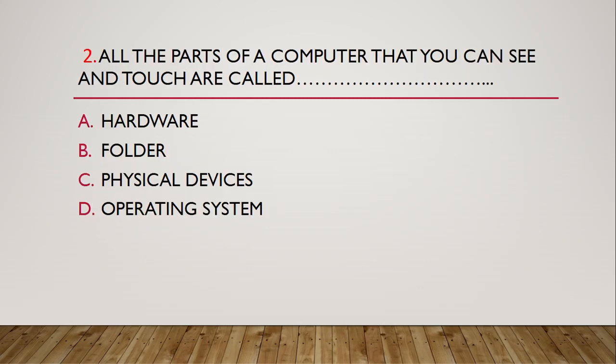Number two question reads: all the parts of a computer that you can see and touch are called dash. Again, the question you should ask yourself is, which one is defined as the physical part of the computer that you can see and touch? You can find the answer for yourself before I finally give you the answer. I will keep on insisting on that because that is very important.